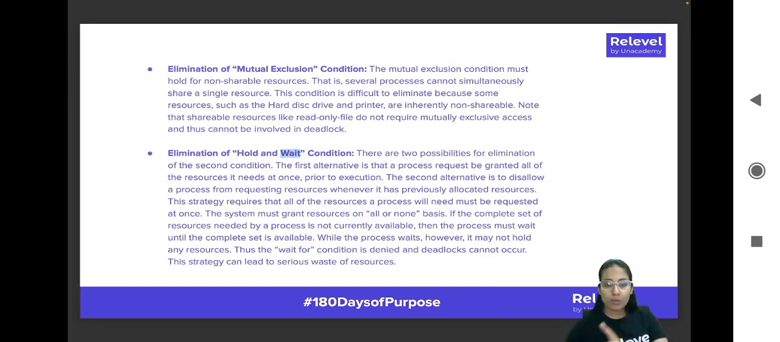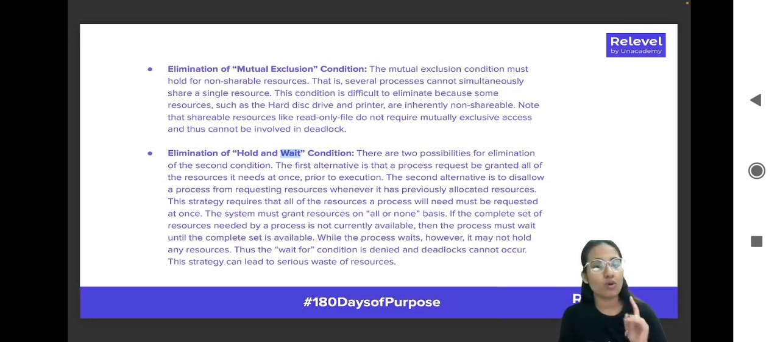The first one is that a process requests to be granted all of the resources at once, prior to the execution. So it's not like currently there's a process P1 requesting a resource R1 right now, and then after some time it is requesting for another resource. Then it's wrong.